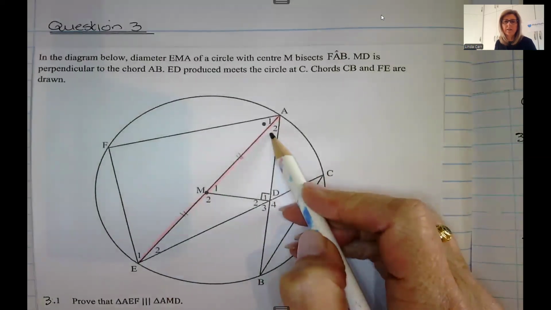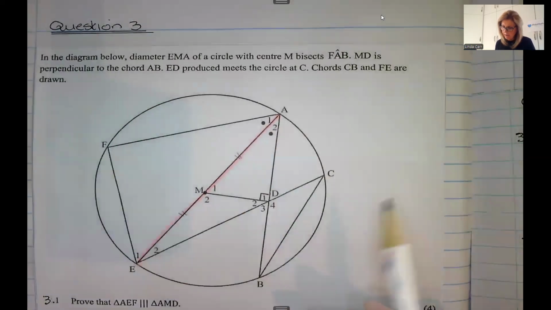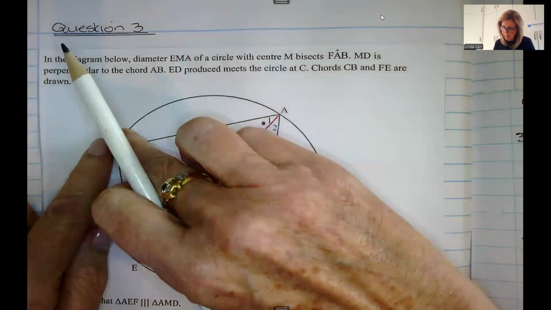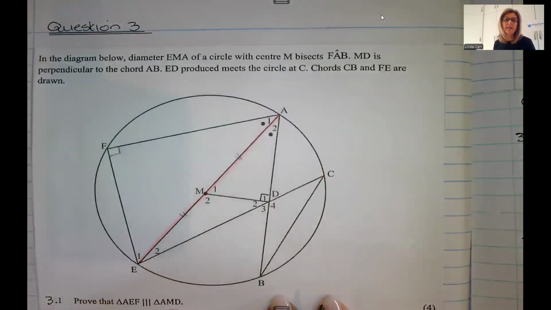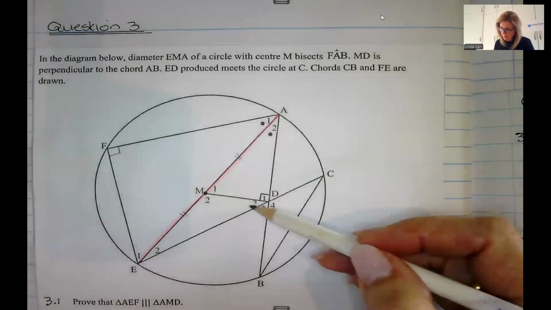So those two angles are now equal to each other. That's important. F sits on the edge of the circle. So if this is the diameter, then it must be subtending a 90-degree angle at the edge of the circle. That's our angle in semicircle. MD is perpendicular to chord AB.